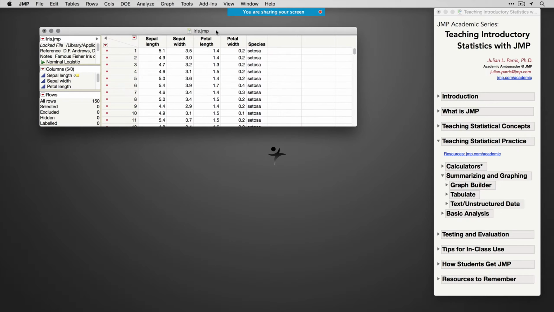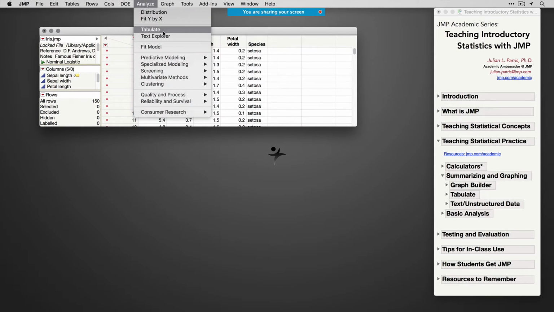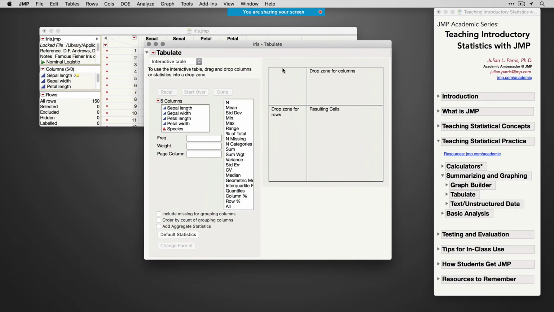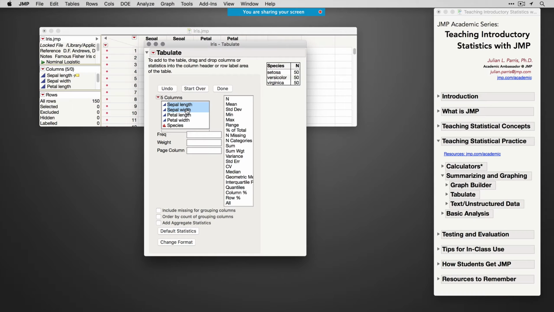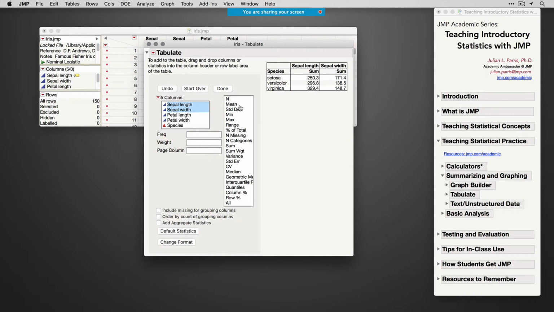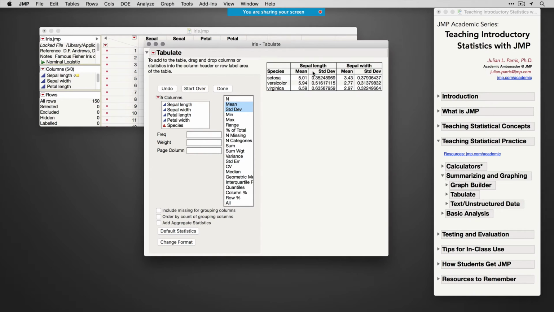Tabulating is also similarly easy under Analyze, Tabulate. Sometimes we really just want to get a table of means, and we want, let's say, for different species, the sepal length and sepal width, and I want the mean and standard deviation, right? I can simply drag these to create the table. And again, this is not a webinar on how to use JMP for these things, but notice that, even within JMP and its active analysis, things are meant to be easy and quick.